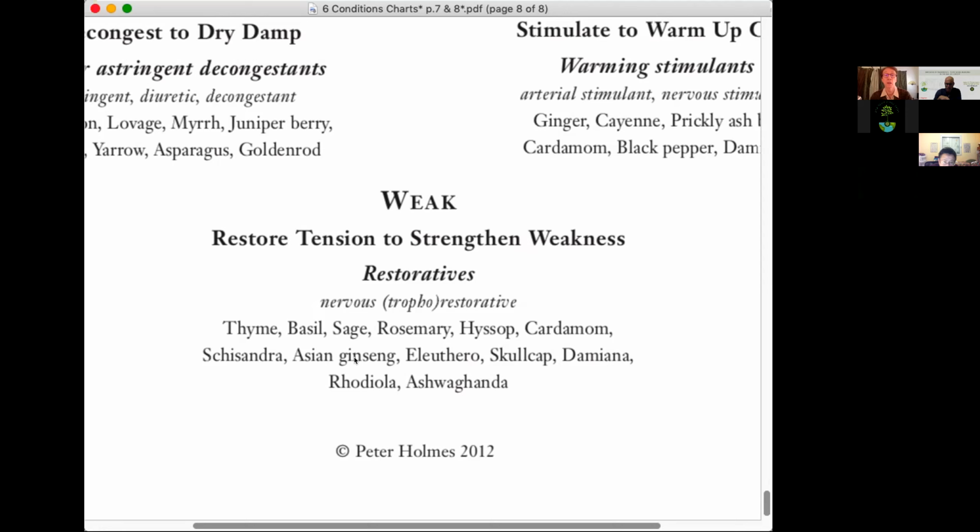Asian ginseng is another one, and both the white and the red. But generally, we use the white ginseng. So white Korean ginseng, white Chinese ginseng. Okay. And then we have eleuthero or tiger root. You know, it has different names. Eleutherococcus, right?